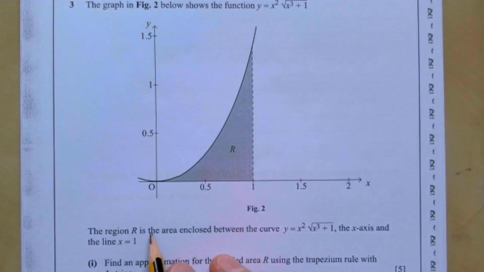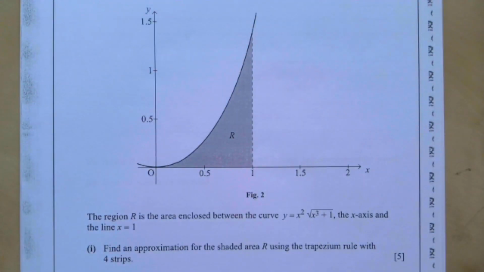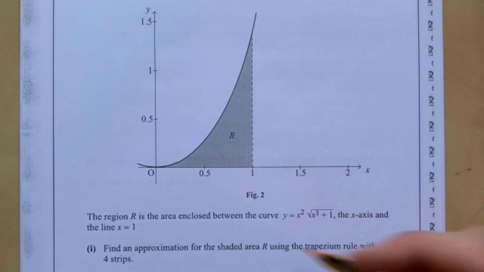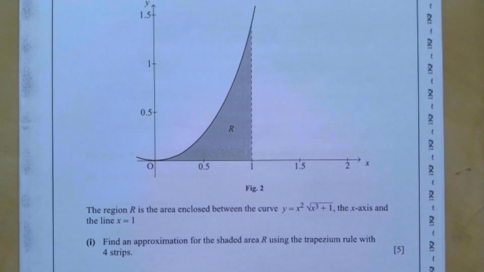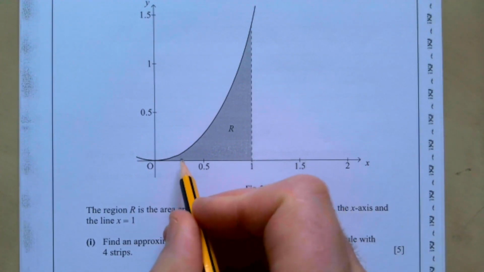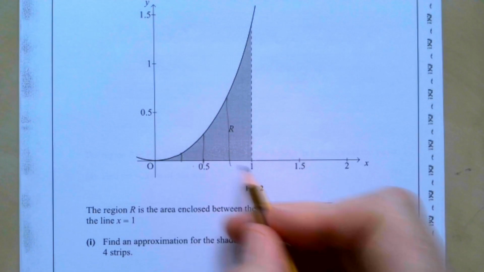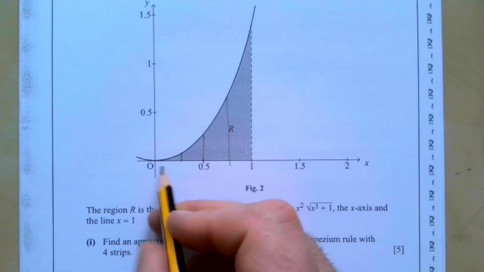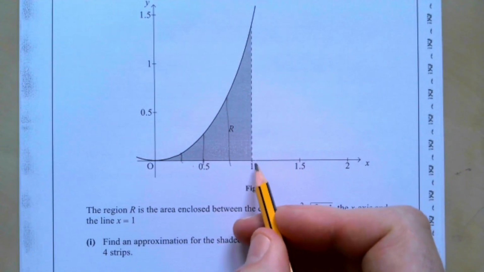The region R is the area enclosed between the curve, the x-axis, and the line x equals 1. That's the way I have it drawn up here. Find the approximation for the shaded area R using the trapezium rule with 4 strips. So 4 strips is going to be our 5 ordinates. You can see the 4 strips here. We're going to have this one, this one, this one, and this one. And so my ordinates then are going to be 0, a quarter, a half, 3/4, and 1.